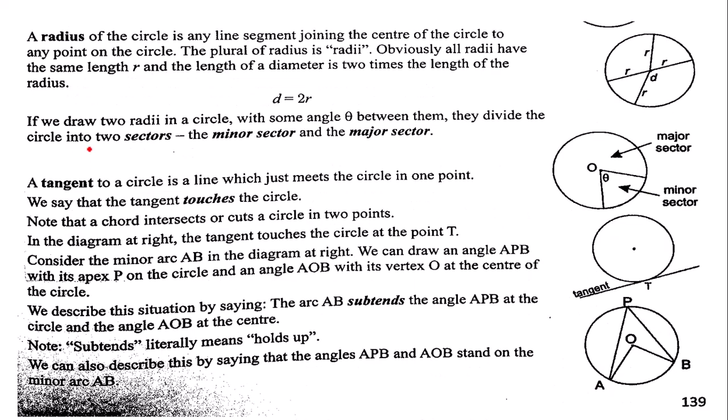The radius. A radius is a line connecting the center of the circle to the circumference. The plural is radii, and like I've said before, everywhere around the circle, all the radii are the same. They are equidistant. Equi for equal, distance for distance. So all the radii are equidistant all around the circle.